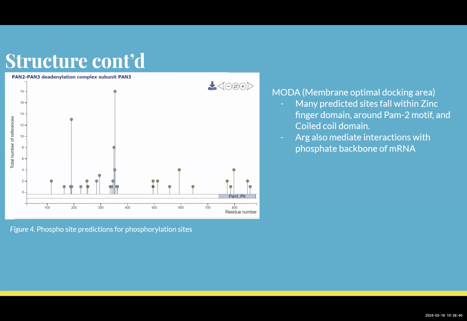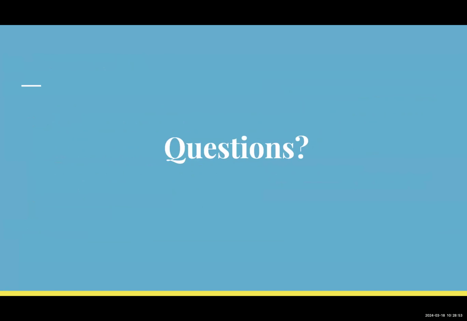And additionally, I saw a lot of arginines were flagged too, and while arginines bind to phosphoinositides in the membranes very well, they could also bind very well to the phosphate backbone of DNA. And then here are my references and questions.